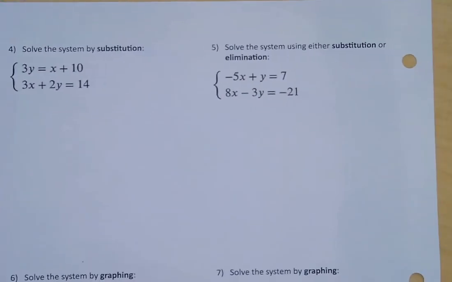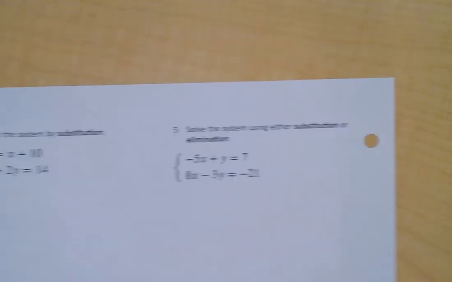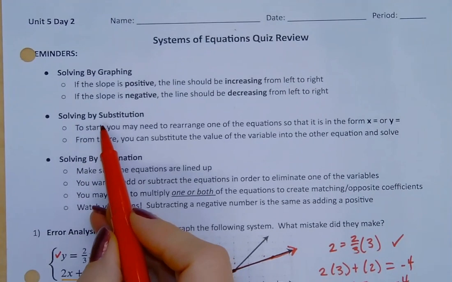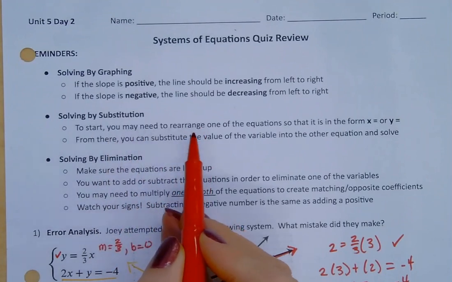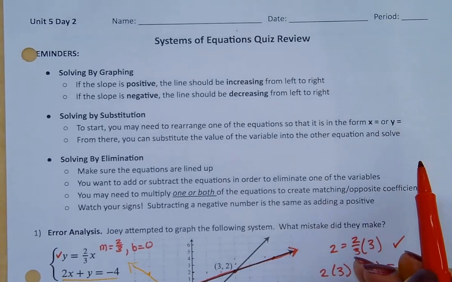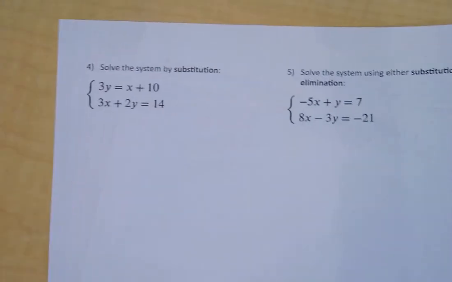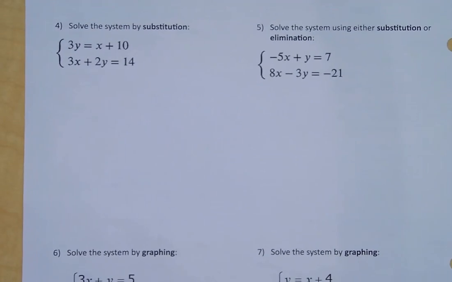Okay, so if we look at the back side of our quiz review page, this next problem asks us to solve that system using substitution. So you can get a reminder on the front side if you want to. On the front side it says with substitution, the way you start is you are going to rearrange if you have to, but you want to get one of the variables isolated all by itself so that you can substitute in the information.